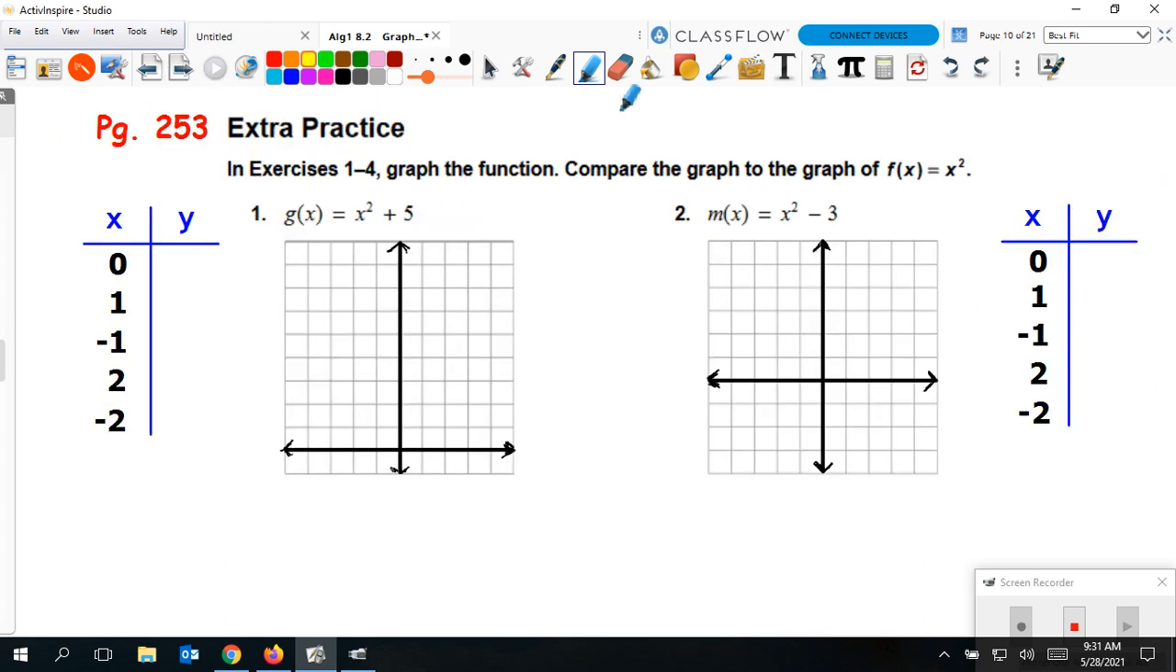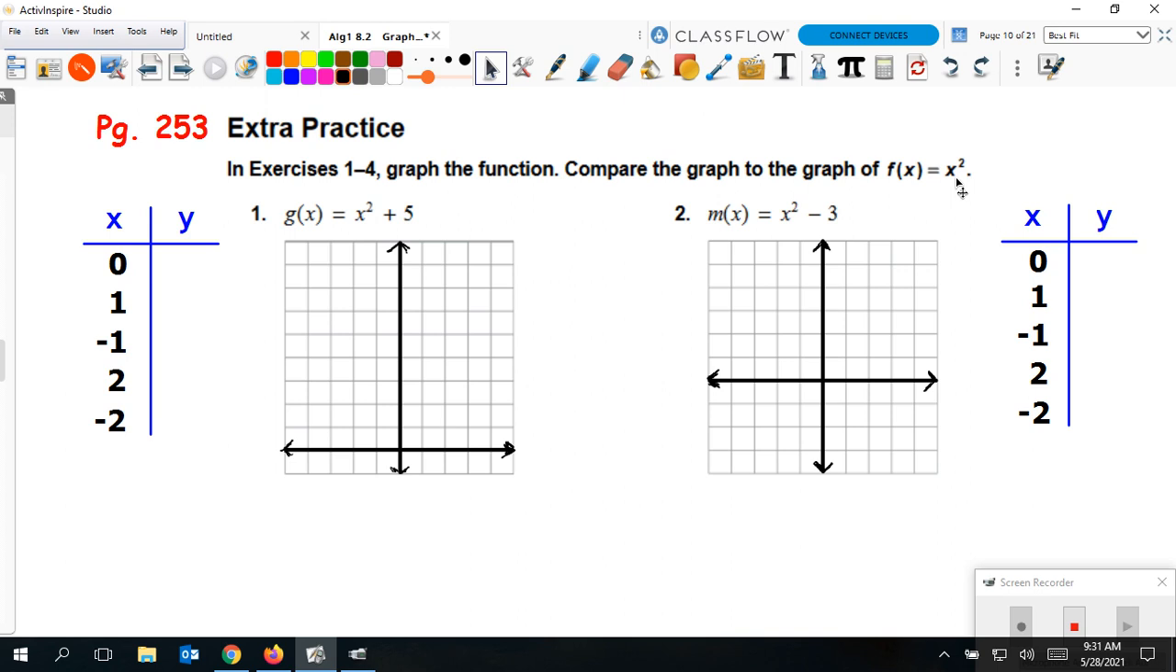All right, let's take a look at a couple graphs here. So number 1, it says graph the function, then compare the graph of the function to the parent function, which is just the x squared. So I wrote down a table of values. Go ahead and put that down, and you can draw your x-axis and y-axis the way I drew it there for 1 and 2. So I'm going to do number 1, and then I'm going to let you try number 2 on your own.